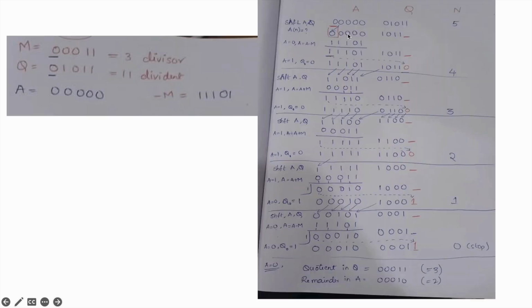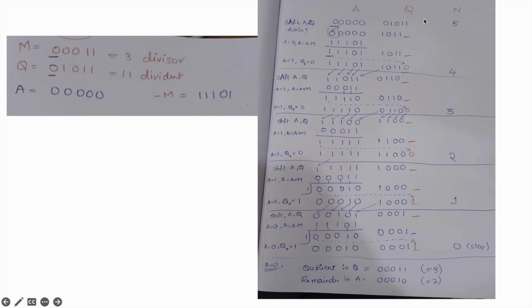Let us understand an example of the non-restoring division algorithm. The dividend is 11 and the divisor is 3, so the equivalent values are 0 1 0 1 1 and 0 0 0 1 1. Here the leading bits are sign bits, and initially A is 5 zeros because the number of bits in the dividend is 5. As part of the calculations we require the minus M value, so we get this value by 2's complementing the M value. The 2's complement of 3 is 1 1 1 0 1.